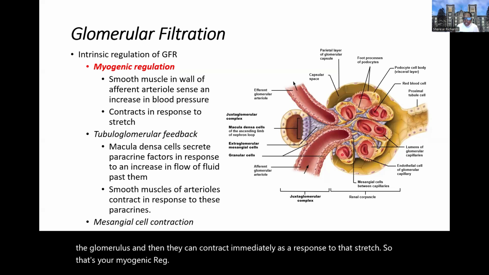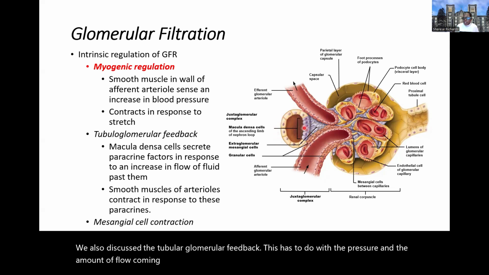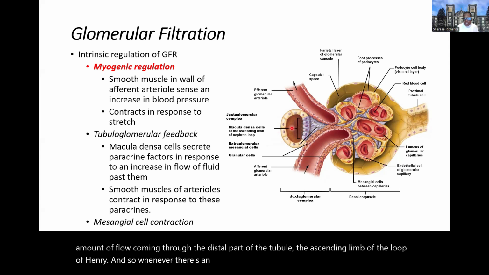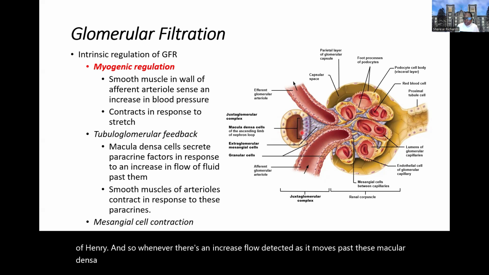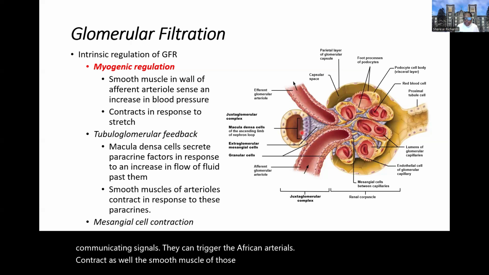We also discussed the tubuloglomerular feedback. This has to do with the pressure and the amount of flow coming through the distal part of the tubule, the ascending limb of the loop of Henle. And so whenever there's an increased flow detected as it moves past these macula densa cells, they can trigger, through paracrine signals, which are cell-to-cell communicating signals, the afferent arterioles to contract as well, the smooth muscle of those arterioles. And then the third mechanism was the mesangial cell contraction.